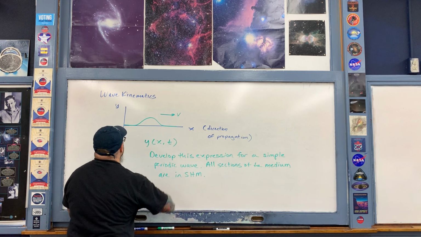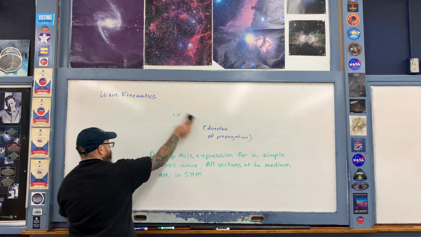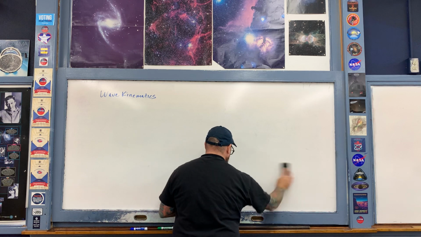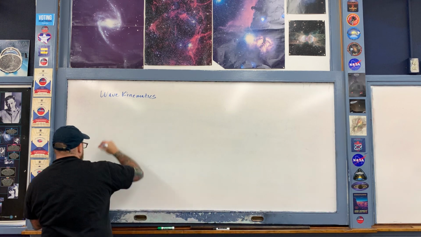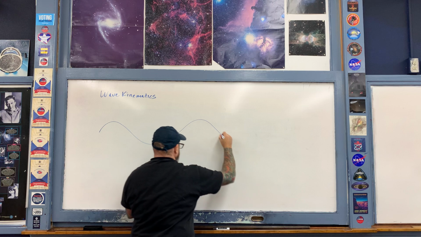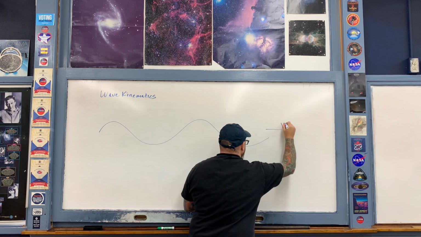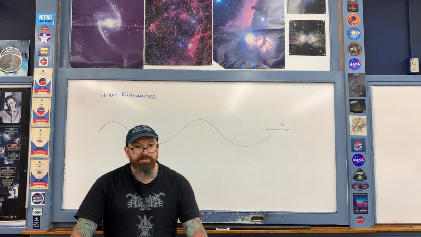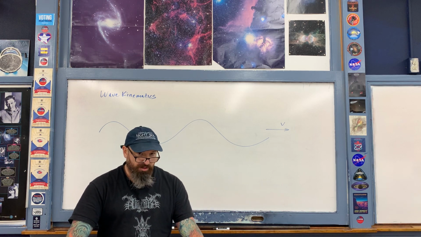Okay, let me go ahead and do some erasing. And then here is that wave, like so, propagating in this direction, for example, with a speed v. As we'll see, mathematically describing the propagation of such a wave is rather straightforward.